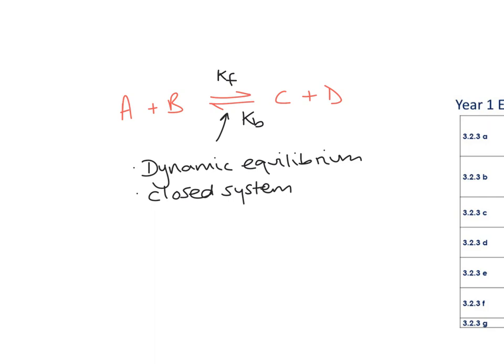Now, at dynamic equilibrium in a closed system, kF, the forward rate, equals kB, the backward rate. So what this means on the macroscopic scale is the concentrations of the reactants A and B stay the same, and the concentrations of the products stay the same. But what we know on the particle level is C and D is going back to A and B, and A and B is going back to C and D. But because these rates are the same, we can't observe these changes.